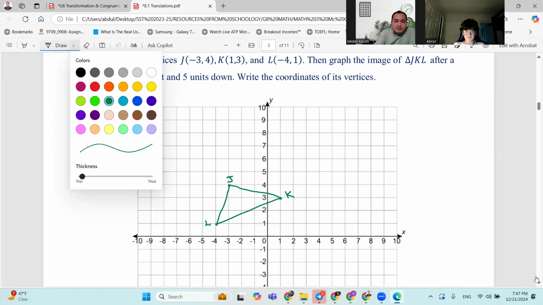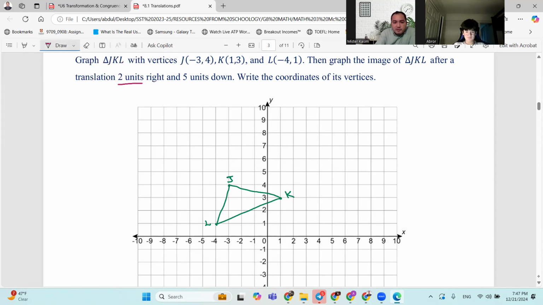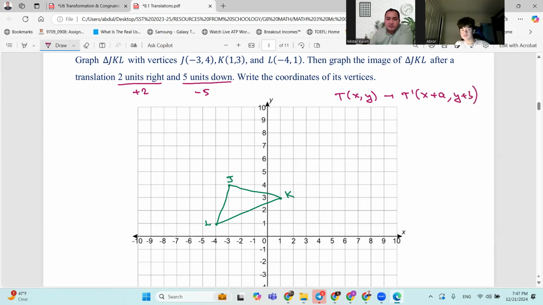And now next thing, we have to translate, right? 2 units right, that is actually plus 2. 5 units down, that's negative 5. And what is the formula of translation? If it is (x, y), right? So that means the image will be (x + a, y + b). So now the coordinates, let me just write here JKL. So here we have J, and here we have K, and here we have L. Coordinates are (-3, 4), K (1, 3), and L (-4, 1), right?